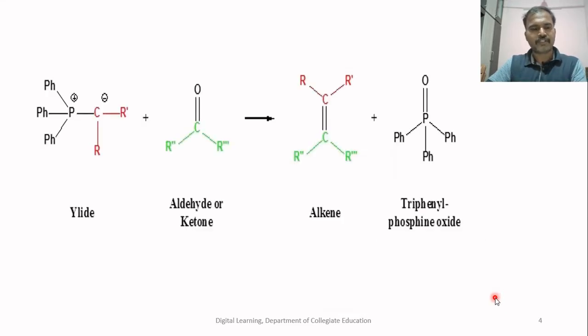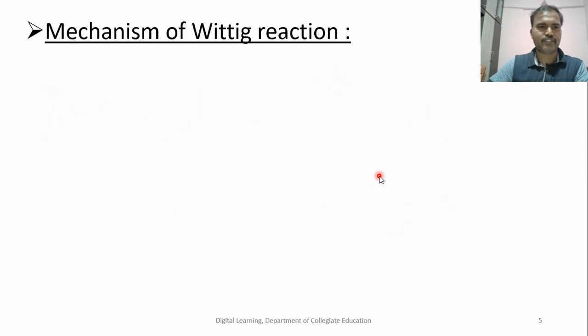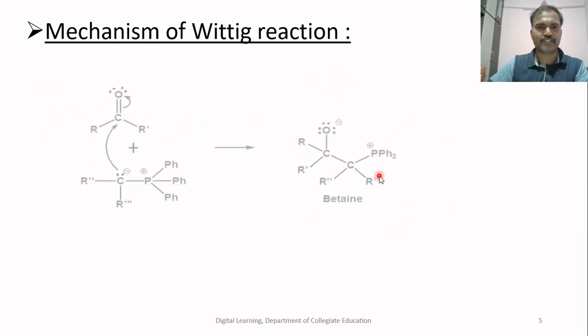Now let me consider a general Wittig reaction. Here, an aldehyde or a ketone is made to react with a phosphonium ylide to give an alkene and triphenyl phosphine oxide. The point to be observed here is that the location of the double bond is absolutely fixed, so there is no chance of getting the rearranged product. Then how does this reaction proceed? That is the mechanism of the Wittig reaction.